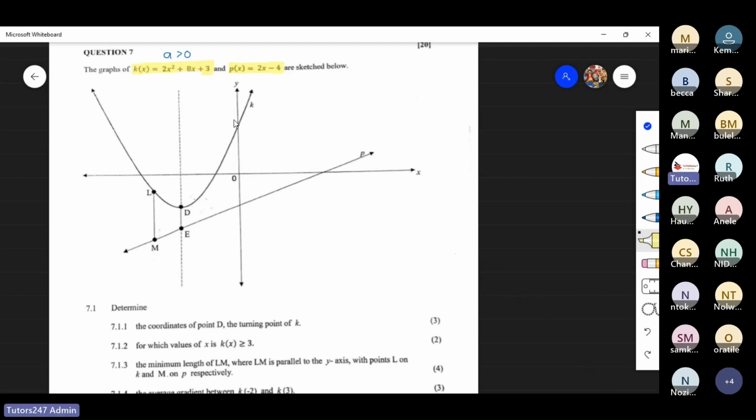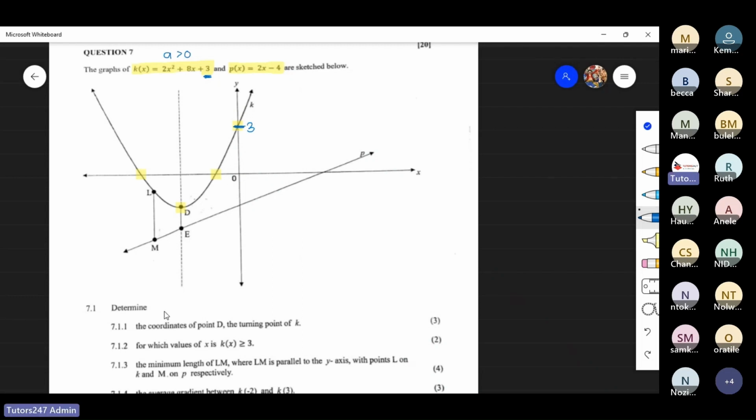Okay. Now, if we analyze the graph, you can see that D is going to be your turning point. And you can see these are your x-intercepts, but the values or the point names were not given. You can see that this is going to be your y-intercept. Now, from the equation k of x, you can see that your y-intercept is going to be 3, because if you were to substitute x into 2x squared plus 8x, you'd end up with y equals 3. So this value is 3.